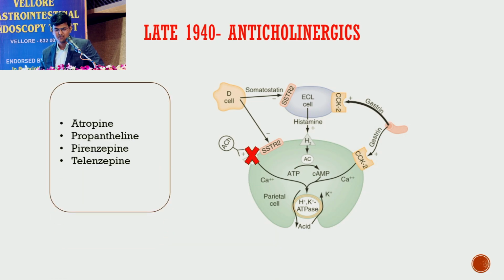So what are the other things? It blocks the M3 receptor pathway, but it can block every other muscarinic and nicotinic receptor. So they wanted more specific drugs like pirenzepine, telenzepine, and propantheline. They were introduced in the late 1970s.